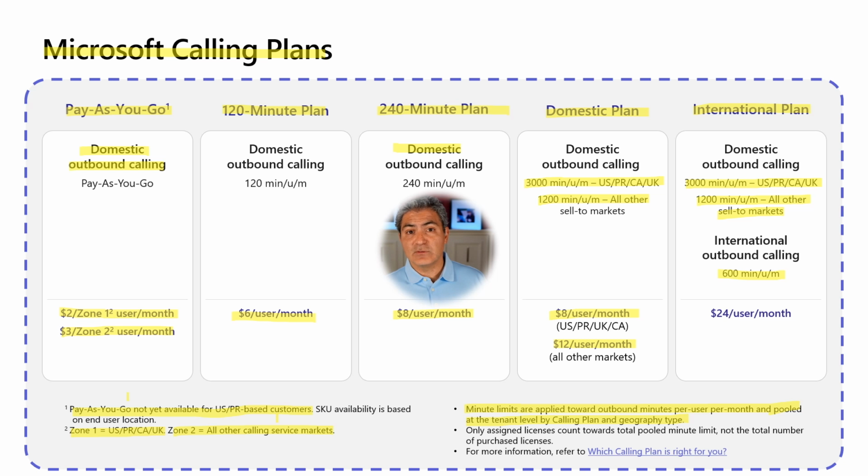Now let's look at these footnotes as well, the last few. Only assigned licenses count towards total pooled minutes, not the total number of purchased licenses. So that's really interesting, right? And it's a good caveat for you to understand. If you buy 1,000 licenses, but you only assign 100, only those 100 are going to be pooled at the tenant and country level, which I'll show you, not all 1,000. So you have to assign them. You can't just buy them. So make sure you assign them. And then there's a link for more information, which I'll share with you in a little bit. So I hope this makes sense, the 5 different plans.